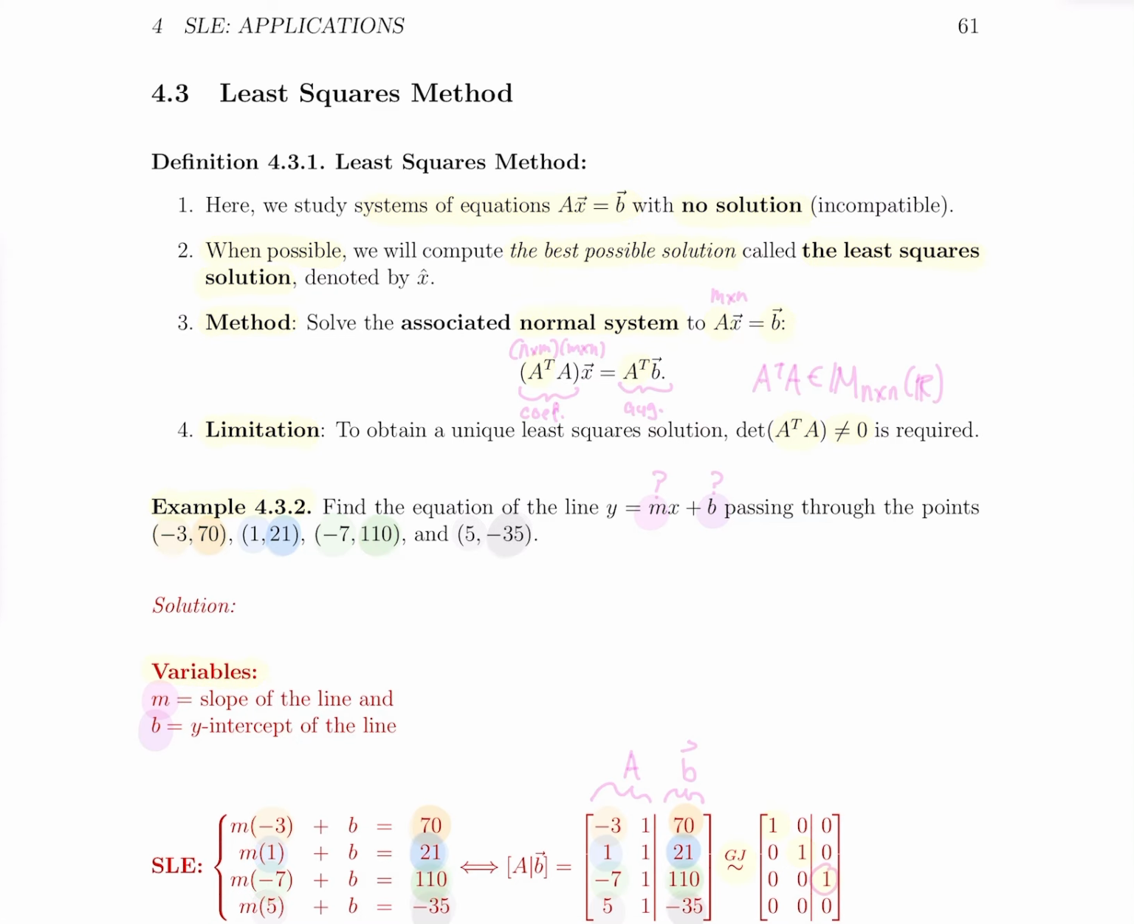Hello, everyone. Now, a very interesting topic, one that I adore: the least squares method. The idea in this section is that we're going to be looking at systems of linear equations with no solution. When you think about it, if you've done enough practice solving systems of linear equations, normally solving a system with no solution feels like a waste of time.